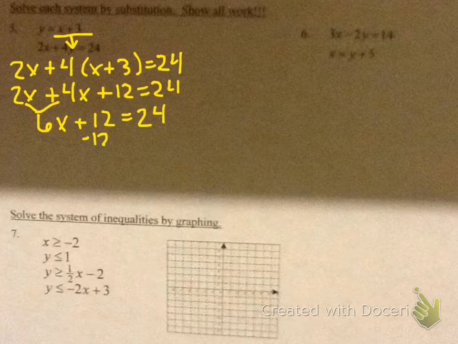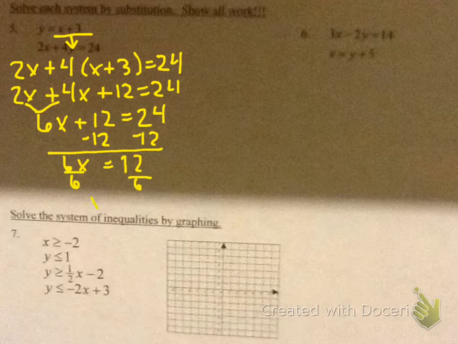Subtract 12 and you get 6x is equal to 12. Divide by 6 and you get x is equal to 2. Take that 2, you can put it back into the top equation and say y is equal to 2 plus 3, which means y is equal to 5. So your answer is 2, 5.